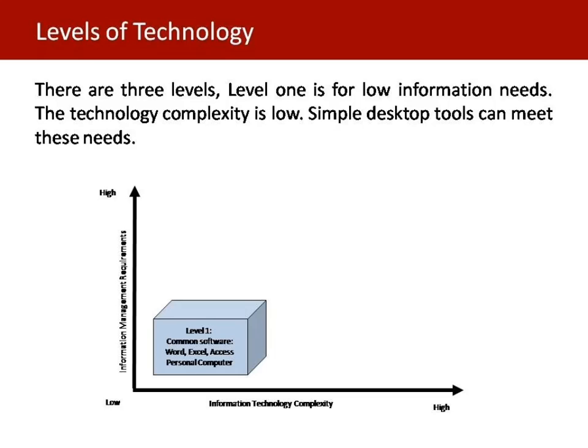The first level is when information needs are low and the complexity of technology will also be low. So we have low need for those requirements, meaning that we'll have low technology complexity. This is an example of simple desktop tools that meet those needs.